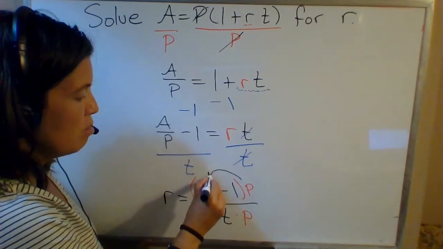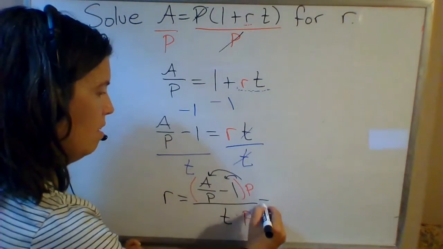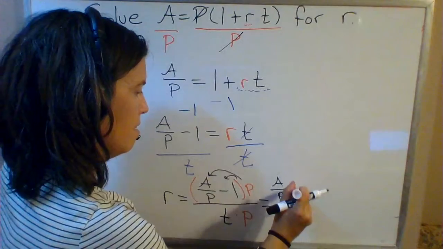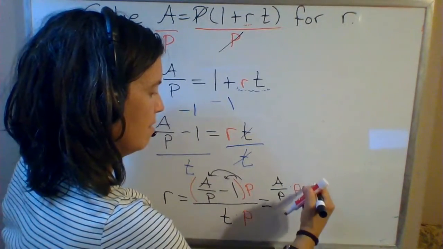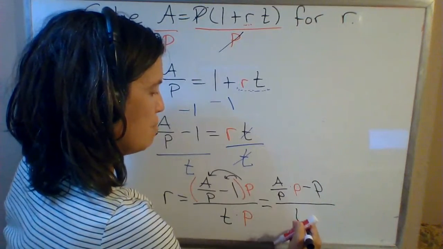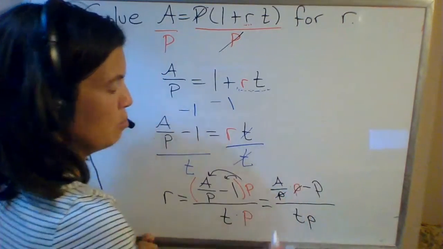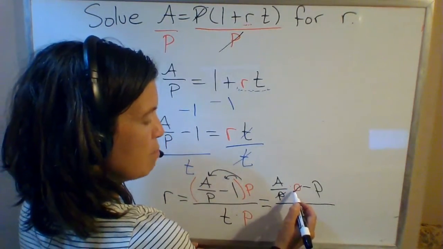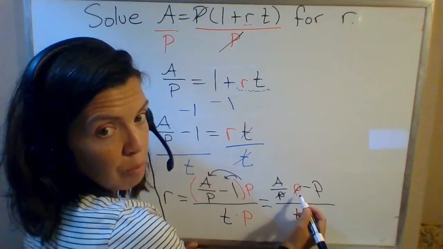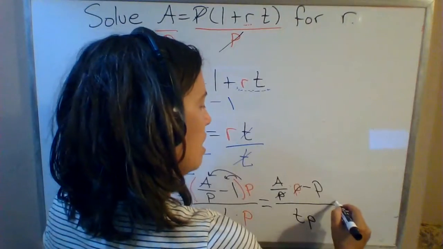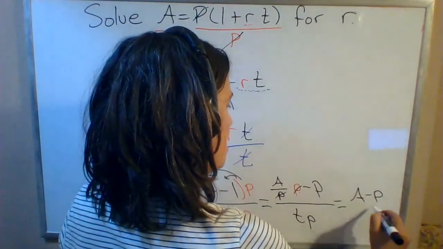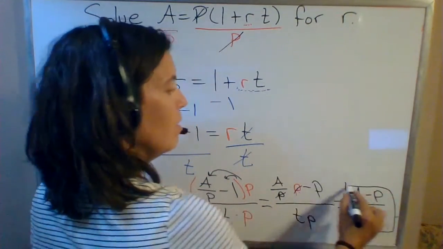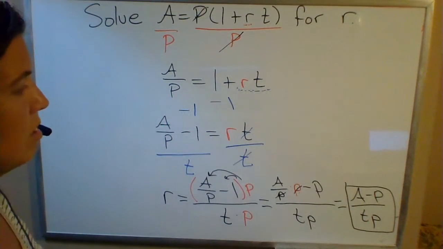If I distribute this P in the numerator, then I'll have A over P times P minus 1 times P, so I'll just call that P, over T times P. Here the P's cancel. In this little fraction, A over P times P, we're dividing by P and then multiplying by P. Those are inverse operations, so that cancels out. And so I have A minus P all over TP. That's a nicer looking solution, so I'd leave the answer like that.